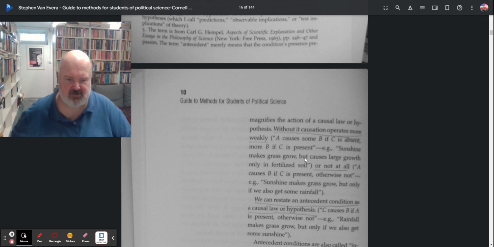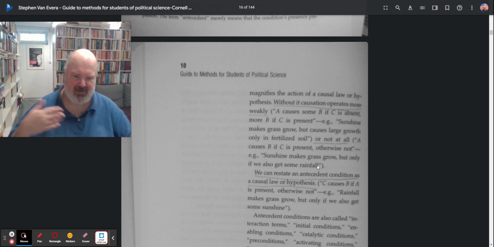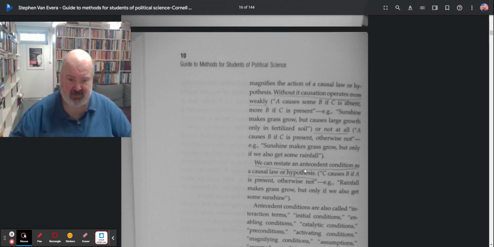Sunshine makes grass grow, but causes large growth only in fertile soil, or not at all. If A causes B, it does so if C is present, otherwise not. For example, sunshine makes grass grow, but only if we get some rainfall. Without that, we don't get that. This is an antecedent condition.